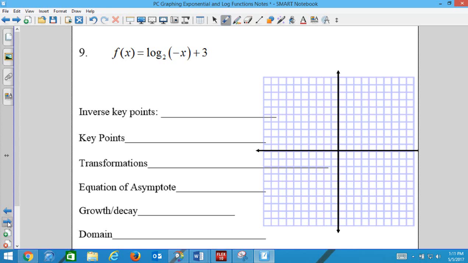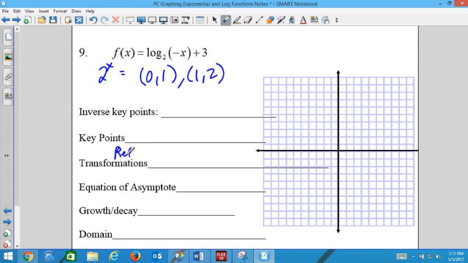2 is the base. So our inverse is 2 to the x. Gives us inverse key points of (0, 1) and (1, 2). I kind of left some space though, because now I'm going to do some transformations for this one. What are the transformations?